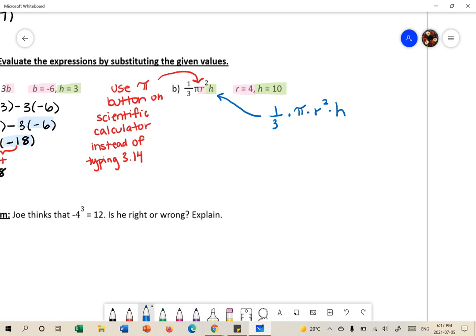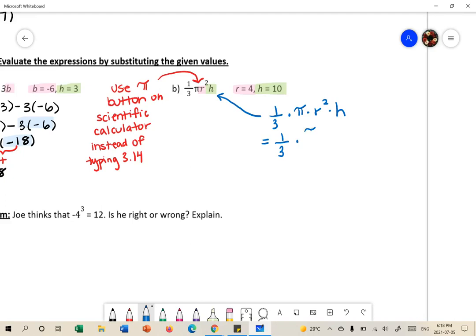Okay, so when we have variables beside each other, it means that they're being multiplied by each other. Pi r squared h means pi times r squared times h. Another way of displaying this information is converting it all into fractions, because we do have a fraction 1/3.